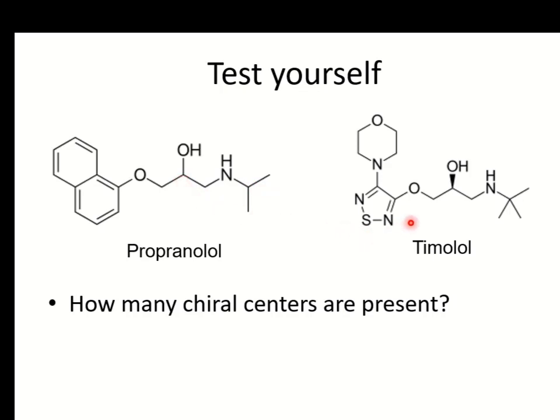How about timolol? Okay, two hydrogens here. Oh yeah, that one's got one, two, three hydrogens. That's chiral. It's got two hydrogens. It's got three methyl groups, a tertiary butyl group on it. So it has one chiral center here for timolol and one chiral center here for propranolol. Okay.